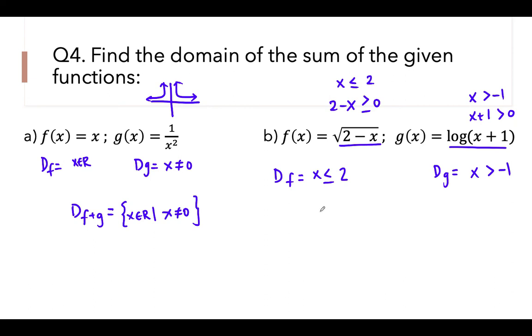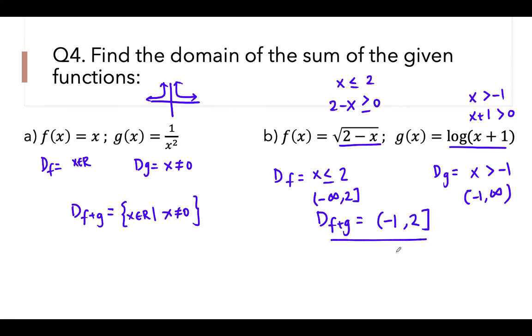So therefore, if we were to combine the two, where they overlap, if I were to rewrite this, I can rewrite it as x in negative infinity to 2, and this is negative 1 to infinity. Therefore, where they overlap, it's going to be negative 1 to 2, and close the bracket. And that will be my final answer in set notation.